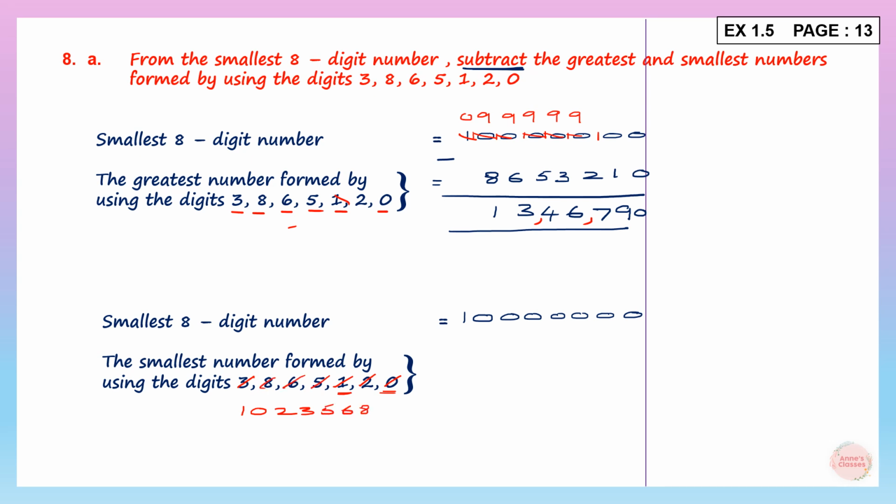So this is our number. Let's write down this number. Again, check the number of digits. 1, 2, 3, 4, 5, 6, 7. This is a 7-digit number, so write it carefully under this. So you have to write it here: 1, 0, 2, 3, 5, 6 and 8. Now we are going to subtract these.